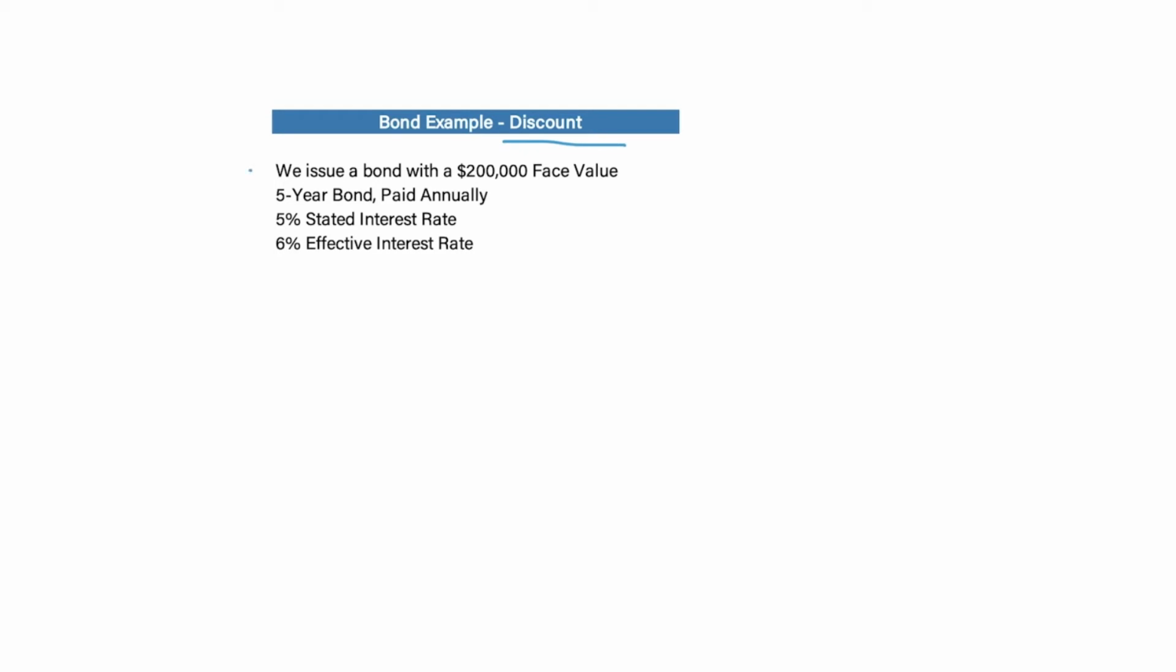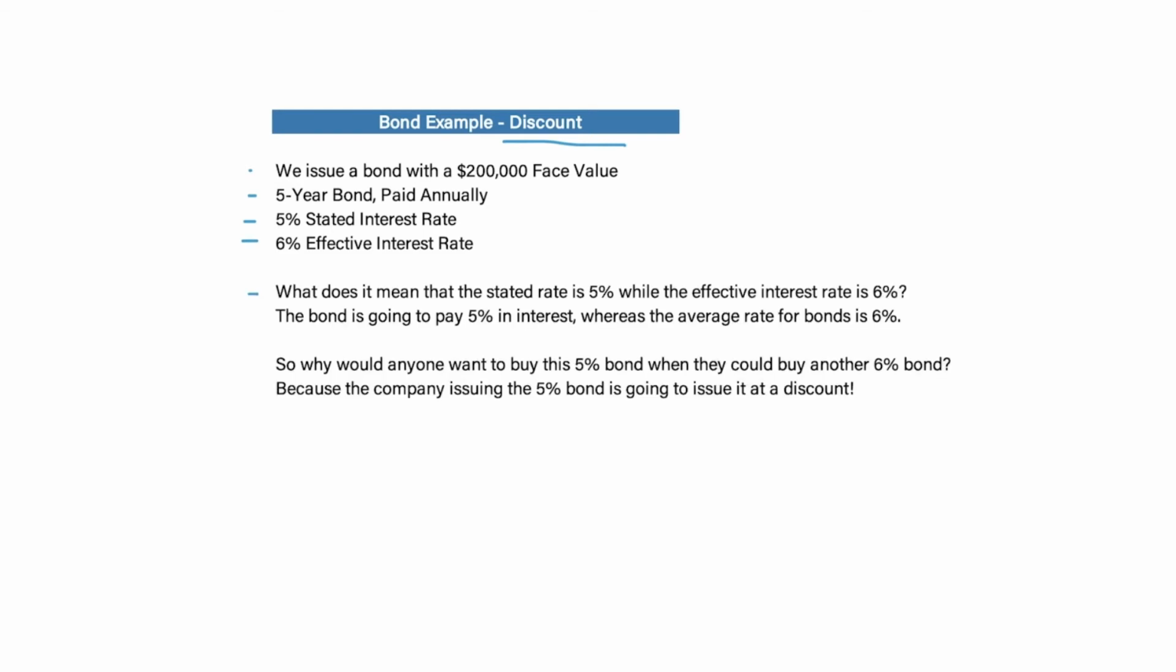So we issue a bond with a $200,000 face value. It's a 5-year bond paid annually. The stated rate is 5% and the effective rate is 6%. So what does it mean that the stated rate is 5% when the effective rate is 6%? It means the bond is going to pay 5% in interest, whereas the average rate for bonds is 6%. So the effective rate is the average rate for other bonds.